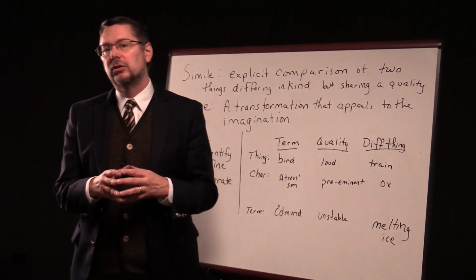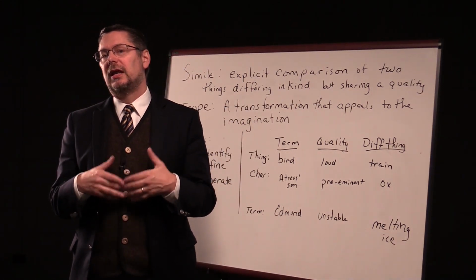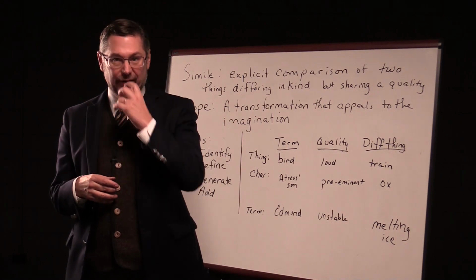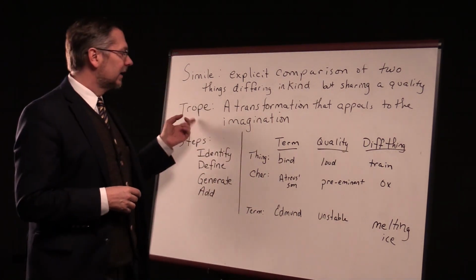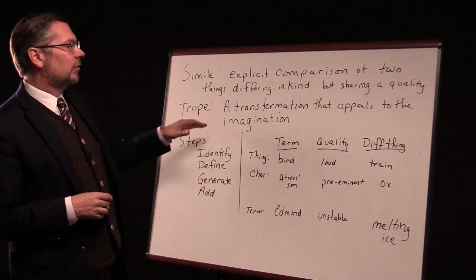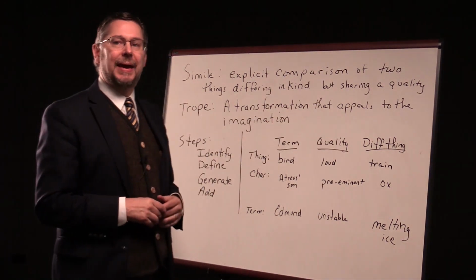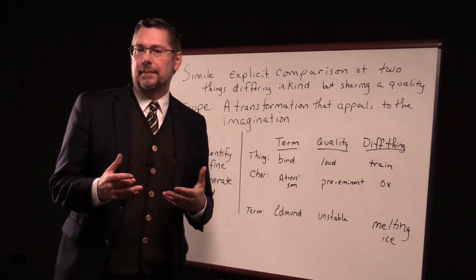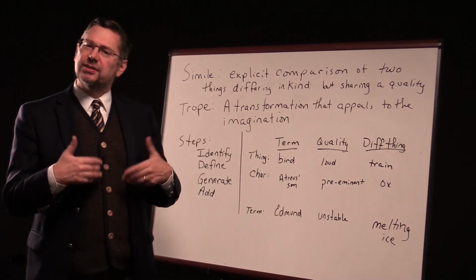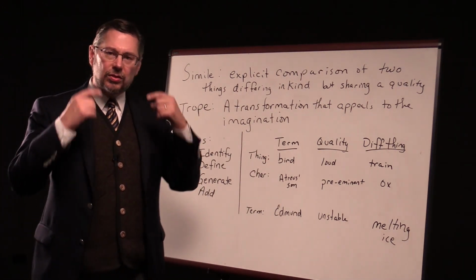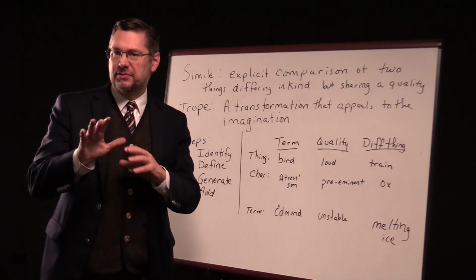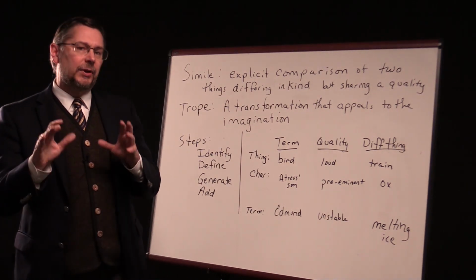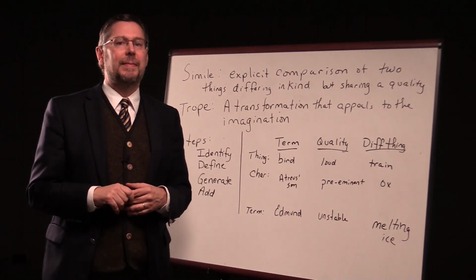And now we're going to look at a new idea. We're going to look at a trope. And so let me define two terms for you right off the bat. The first one is trope, even though it's second here. A trope is a transformation that appeals to the imagination. Under a scheme, you're thinking a change that appeals to the senses. It has to do with what you hear. It has to do with what you even see on paper. A rhyme scheme, for example, is something you hear. But a trope appeals directly to the imagination.